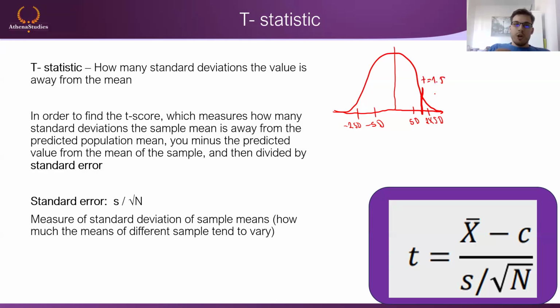Okay, now in order to find this t-score, which of course measures how many standard deviations we are away, we have to use the formula that is found here above. So it's t equals x bar minus c divided by s divided by square root of n. Here, this c is basically the mu, or the population mean. So the assumed population mean that you have, right? I don't know why they put it as c. Usually it's given as mu, right? So this can also be mu. Same thing, okay?